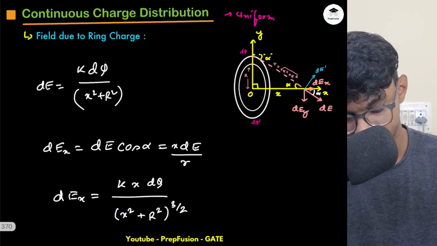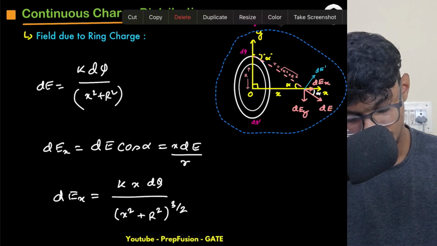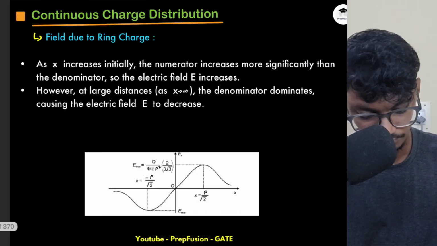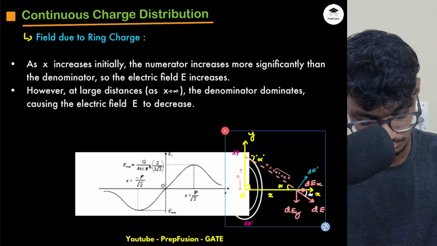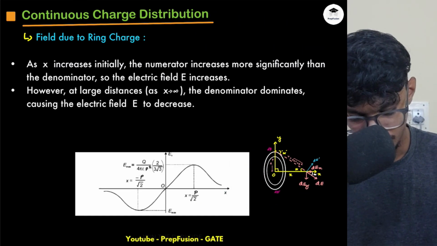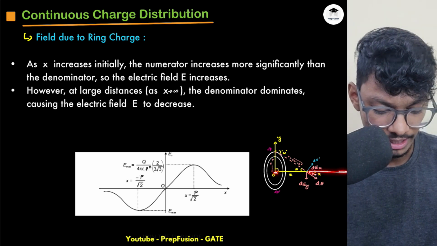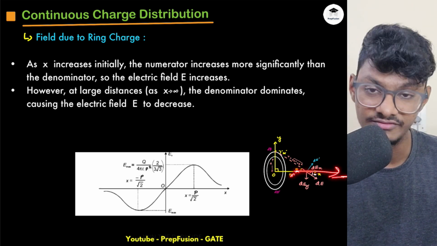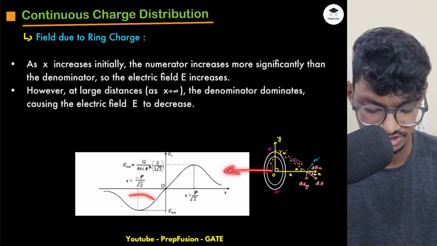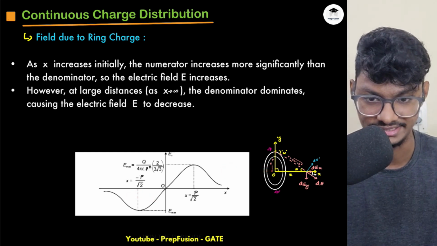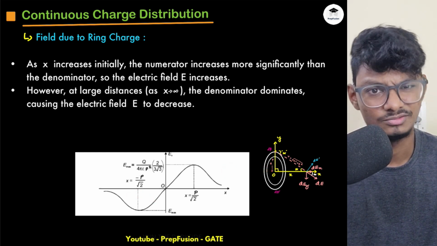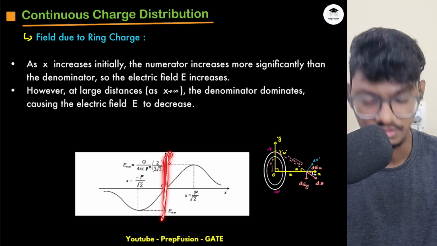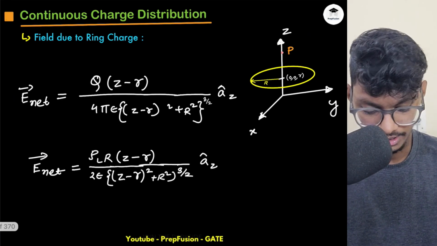Basically, if I just copy this thing, at origin it will be 0, somewhere in the middle it will be very high, then again towards infinity it will be 0. Again on the left hand side also it is the same, symmetrical about its own vertical axis, right? So yeah, E net is this.